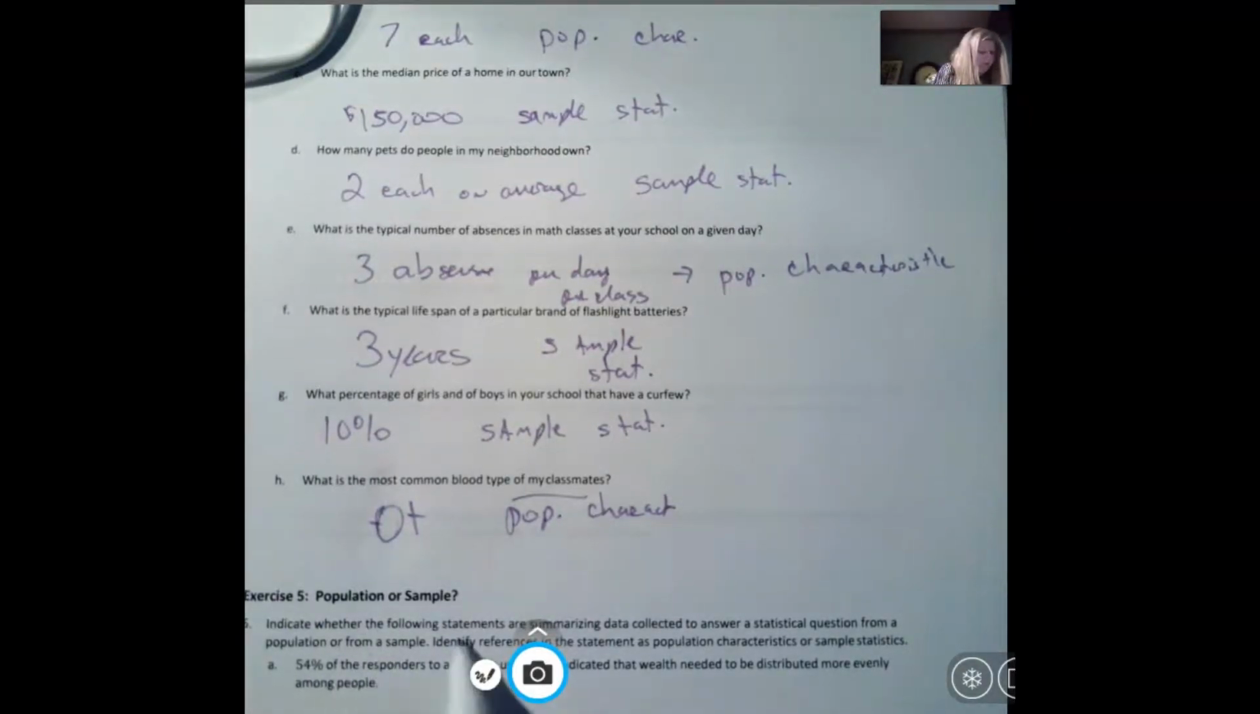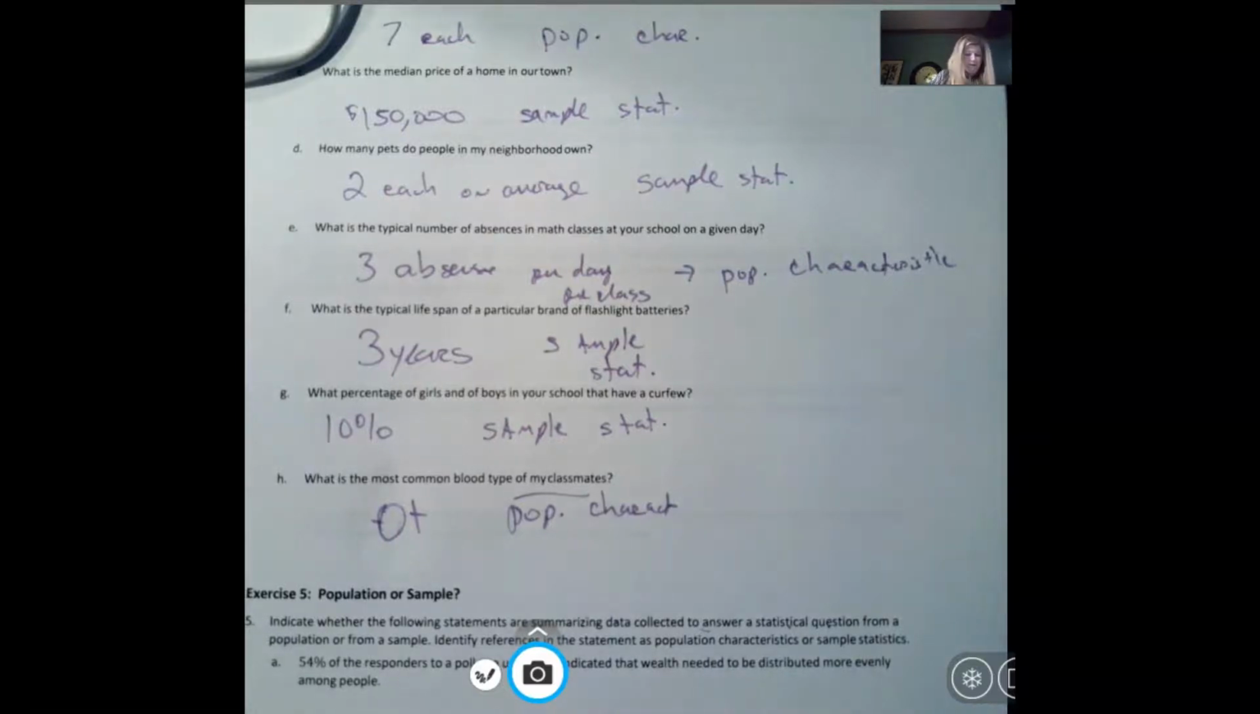Now we have to indicate if the following statements are summarizing data collected to answer a statistical question from a population or from a sample. Identify references in the statement as population characteristics or sample statistics.